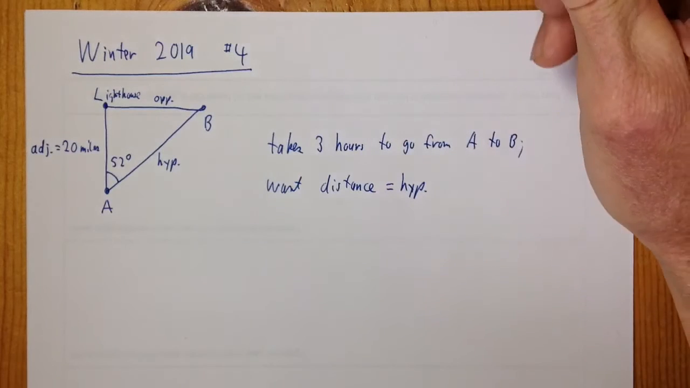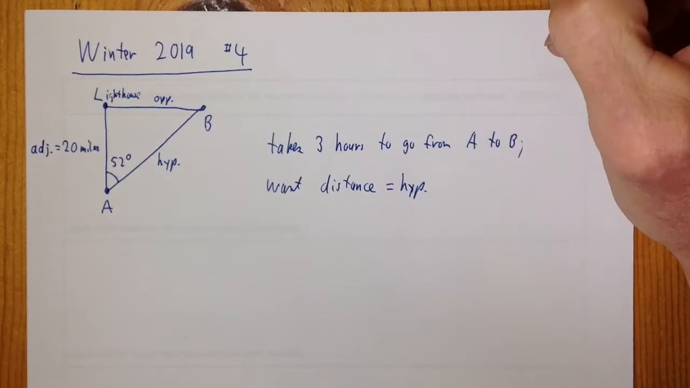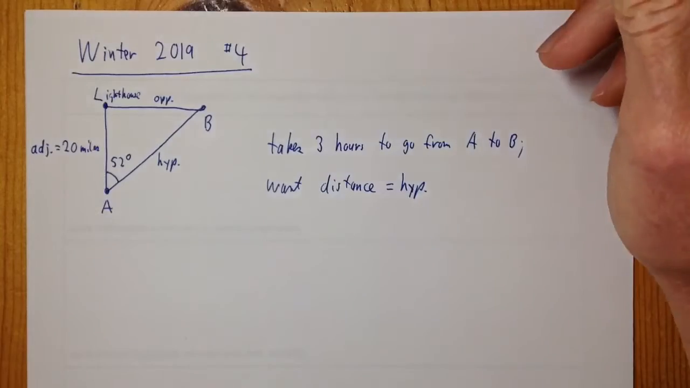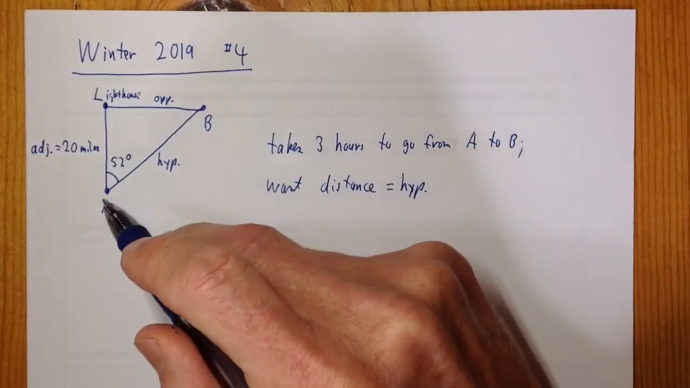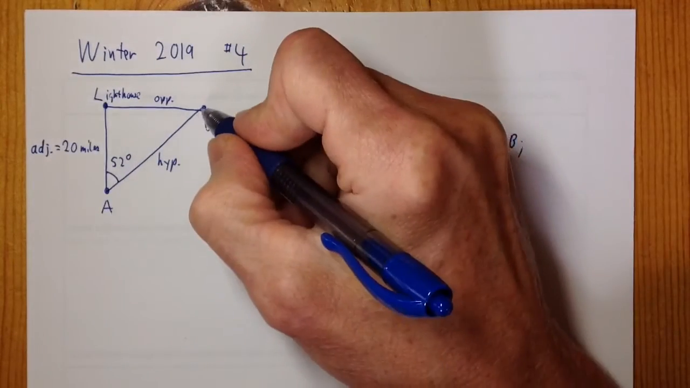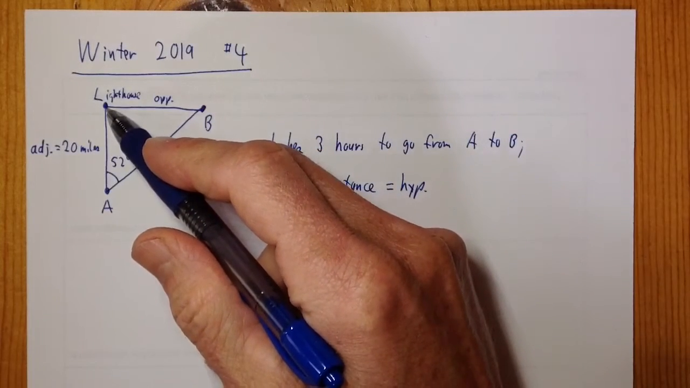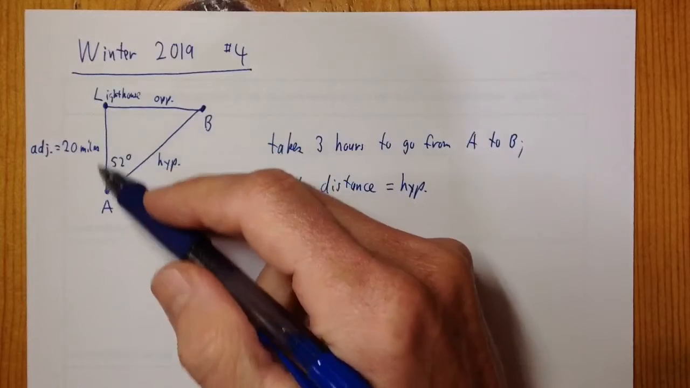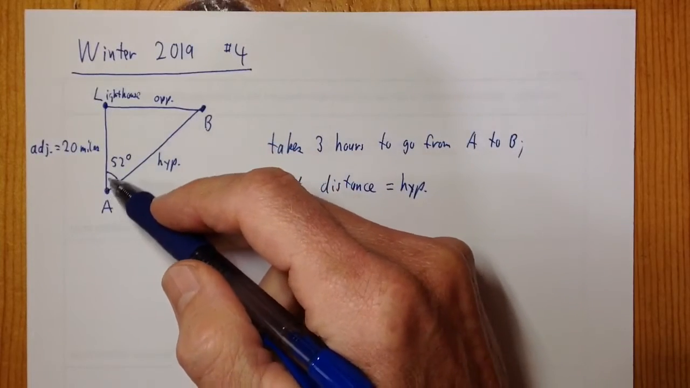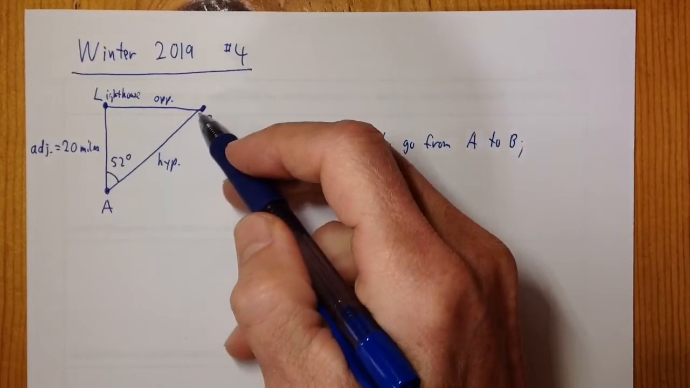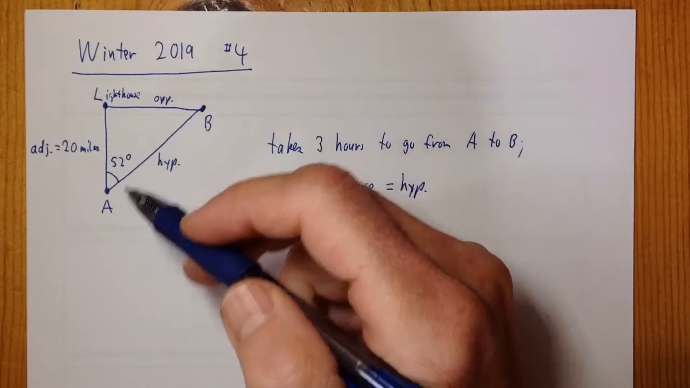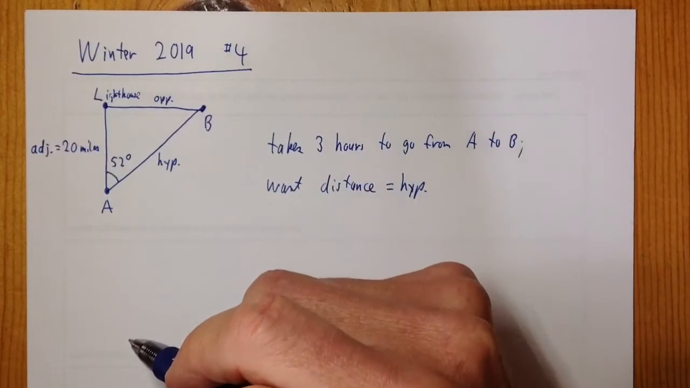Okay, let's look at winter 2019 problem number 4. The situation is we have a boat that's going from point A to point B. Directly north of it, 20 miles north of it when it starts out, is a lighthouse. And this angle is 52 degrees. It makes an angle of 52 degrees to go over here. And we want to figure out how fast the boat's going.